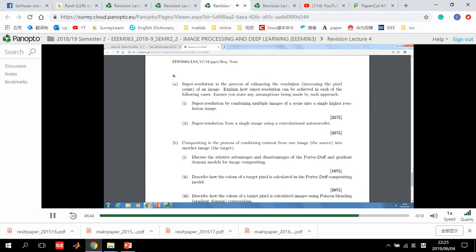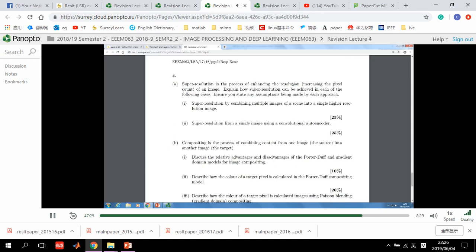Okay, so question 4. Super resolution is the process of enhancing the resolution, i.e. increasing the pixel count of an image. Now, the course has changed slightly since this paper, so we've only covered one super resolution method on this course, which is a deep learning way of doing it. I did used to cover a classical method as well, but I substituted some other stuff in this year instead that's more to do with deep learning. So we can only really answer the second part of this question for this revision session.